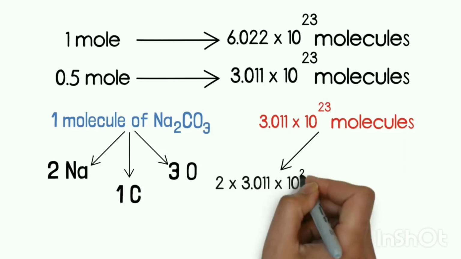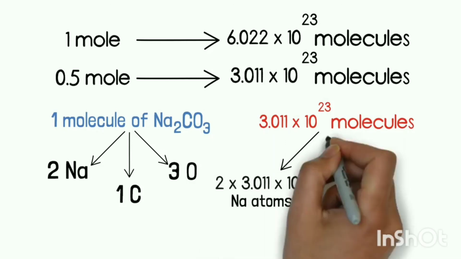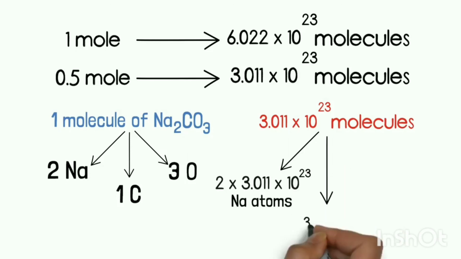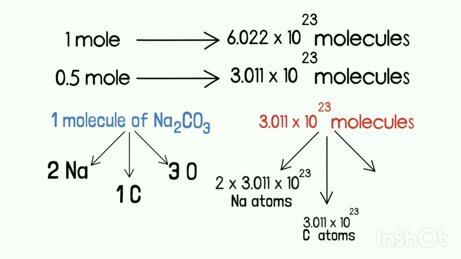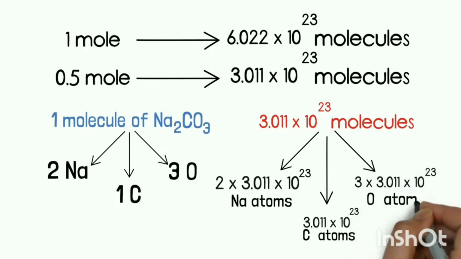sodium atoms. Similarly, one sodium carbonate molecule contains one carbon. So 3.011 into 10 raised to power 23 molecules will contain 3.011 into 10 raised to power 23 carbon atoms. And similarly, we can calculate oxygen and the answer will be 9.033 into 10 raised to power 23 oxygen atoms. So in this way, we can utilize the concept of mole and calculate gram atomic mass, gram molecular mass, and molar masses of different substances.